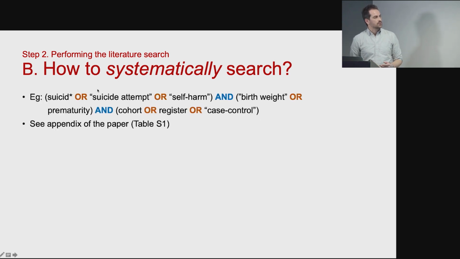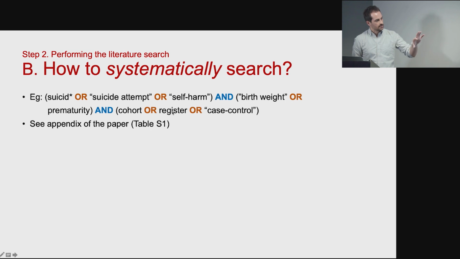Basically, we use the algorithm in this way. You want to combine different categories of words. We, for example, use suicide or suicide attempt or self-harm and all other words that may indicate suicide behavior, suicide ideation, and all those terms are linked with an OR. Then we also link together with OR all the words that can help us find risk factors, and in the same way we link with OR all words that are related to our design. For example, we use observational studies, so there are cohort, register, case control, etc.